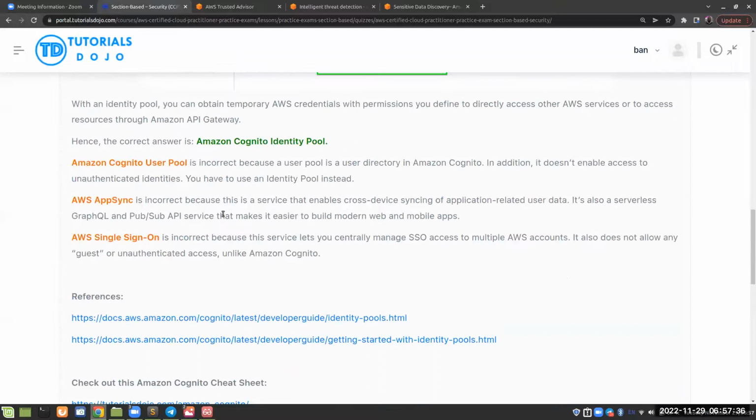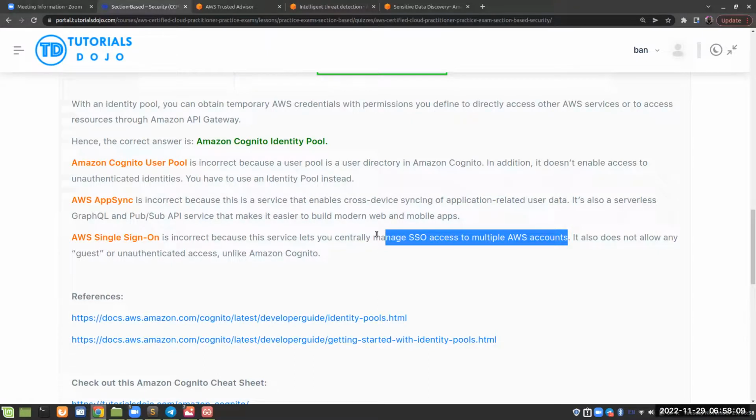Then AppSync is a service that enables cross-device syncing of application-related user data. It's also a serverless GraphQL and PubSub API service. While Single Sign-On lets you centrally manage SSO access to multiple accounts. So remember that in real life, most companies don't just have one AWS account, they have many, many accounts. And at times, signing into different accounts is just a headache, right?